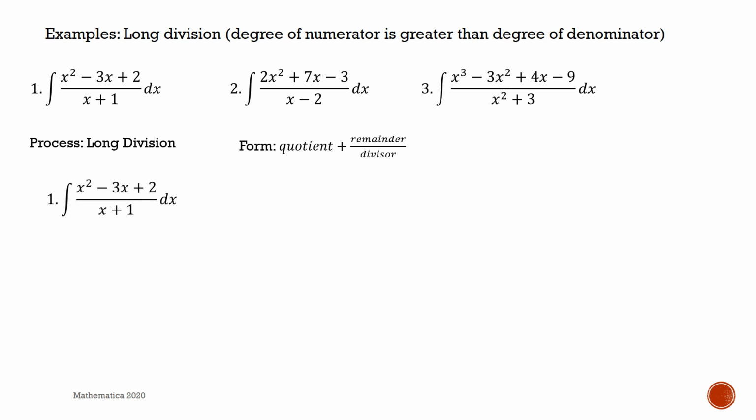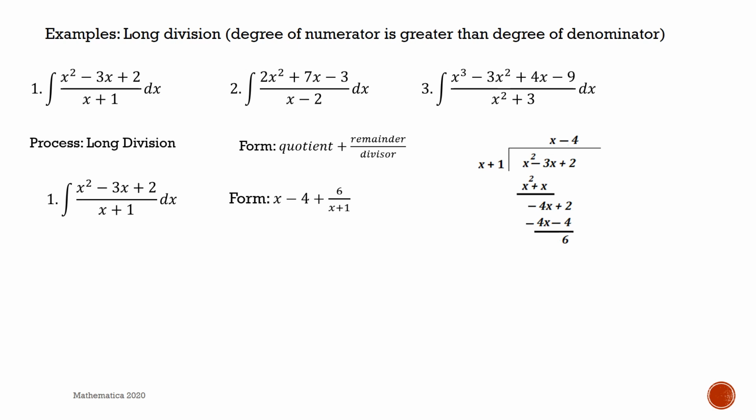So let's get started. So we have the integral of x squared minus 3x plus 2 over x plus 1 dx. The degree of the numerator is greater than that of the denominator, so therefore I have to perform long division. So we divide, we multiply by x, I end up with x squared plus x, we subtract, I end up with negative 4x, bring down the 2, multiply by negative 4, negative 4x minus 4, subtract once again, I end up with a remainder of 6. So I need to write my answer in the following form: the quotient plus the remainder over the divisor. Okay, so far so good.